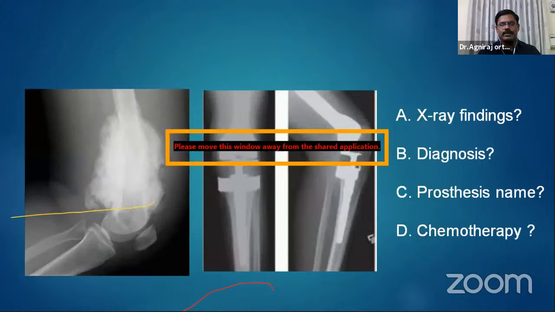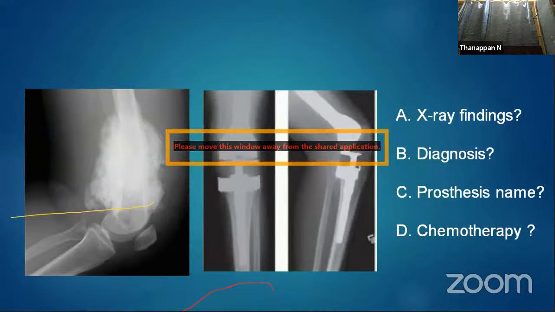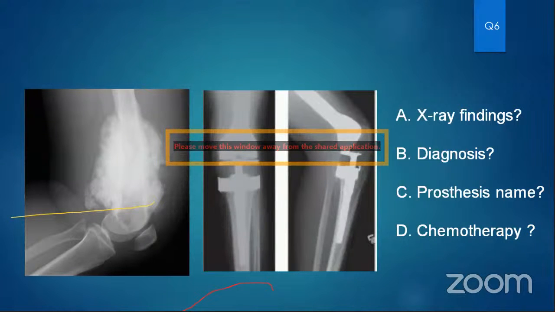Okay. So we will call Bharat. Bharat, good evening, sir. You can try this. Good evening, sir. This is a plain X-ray of a skeletally immature patient, showing the knee joint, AP and lateral views.